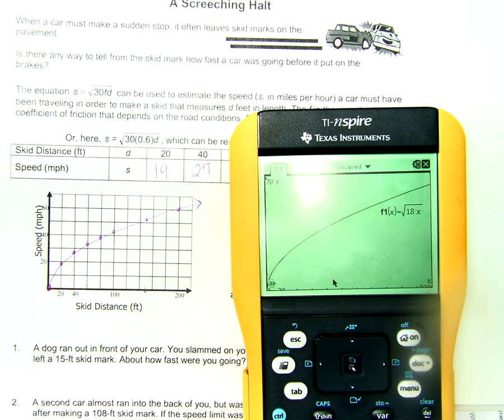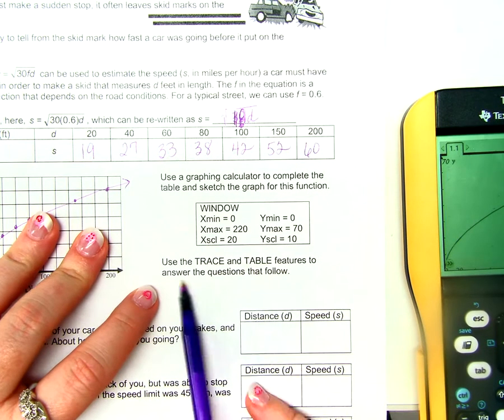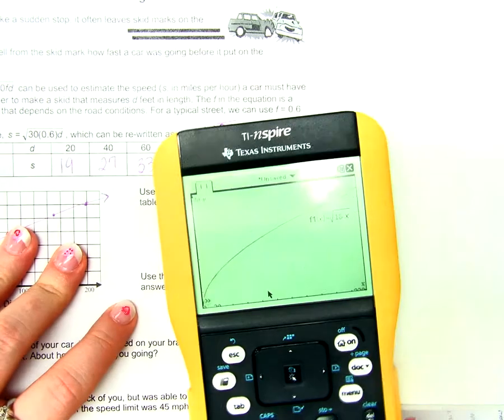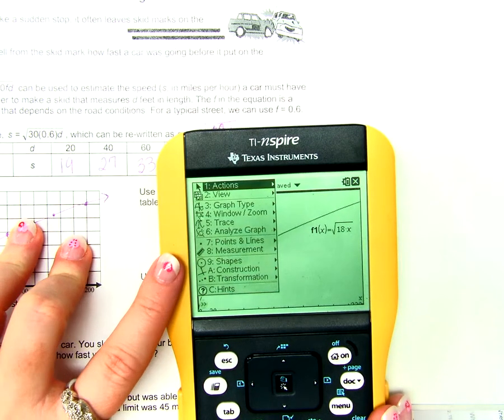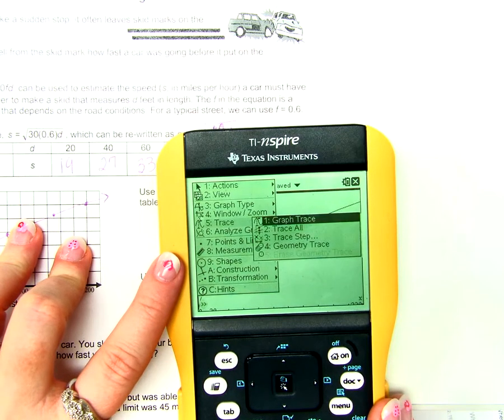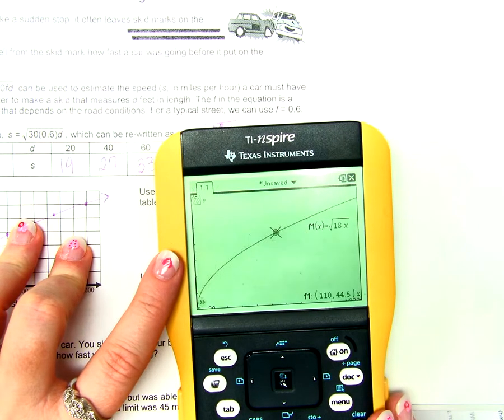Okay, so far? So, use the trace and the table features to answer the questions that follow. So I'm going to go ahead and start at my trace. I'm going to do window, trace. I don't know why I said window. Menu is what I meant. And I want to graph trace.